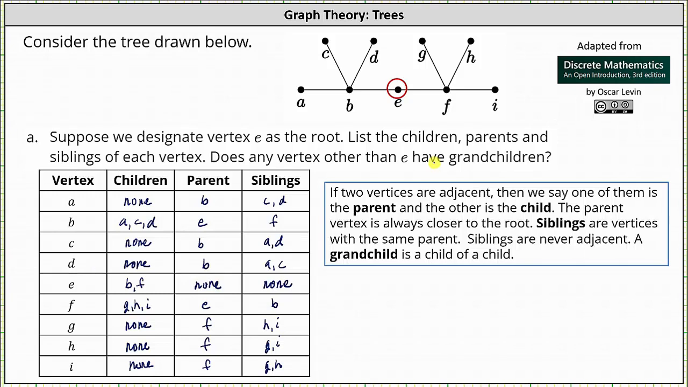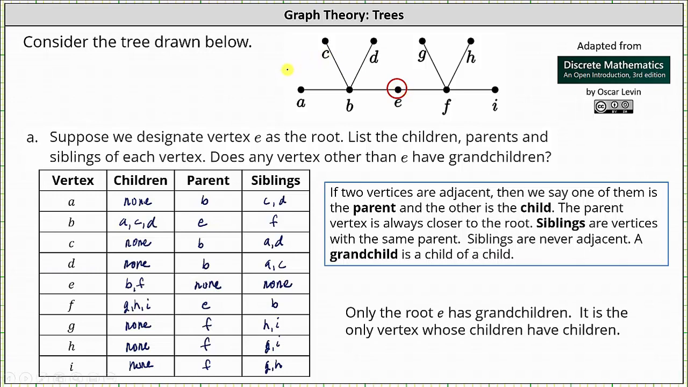And for the last part of the question, does any vertex other than E have grandchildren? Notice E does have grandchildren, actually 6 grandchildren, because A, C, D, G, H, and I are children of E's children. There are no other vertices that have children of children, indicating only the root E has grandchildren. It is the only vertex whose children have children.